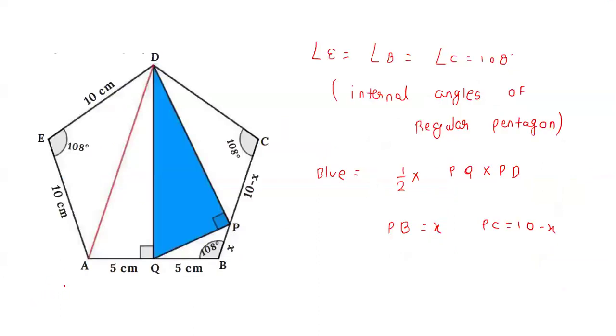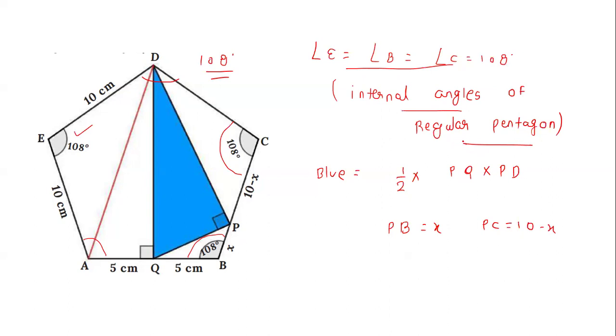So you see this figure. In this figure, we can see that this is a regular pentagon. So the angle E, angle D, angle C, angle A and angle B all are equal to 108 degree. This is the property of the regular pentagon. These are the internal angles of a regular pentagon.